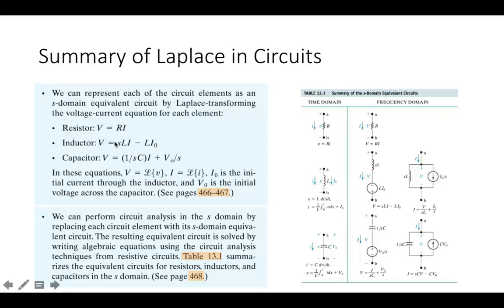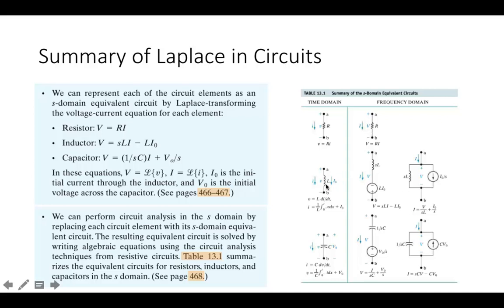Given this, you can come up with an equivalent circuit expression. Here for the inductor, this looks like 2 voltages in series. Here for the capacitor, this looks like 2 voltages in series as well. And so when we look at our summary of s-domain circuits table, a resistor in the time domain can be replaced with a resistor in the Laplace domain.